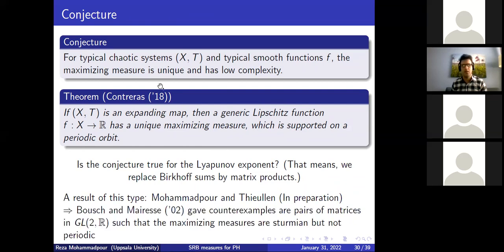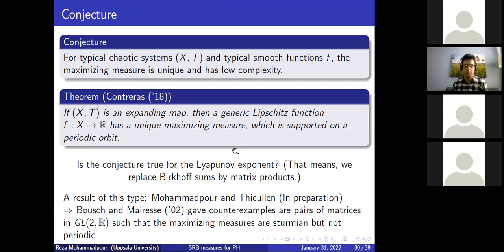But in general, we have a famous result of Bousch and Mairesse, who give a counterexample of a pair of matrices in GL2 such that the maximizing measures are Sturmian, but not periodic. So we have this result.